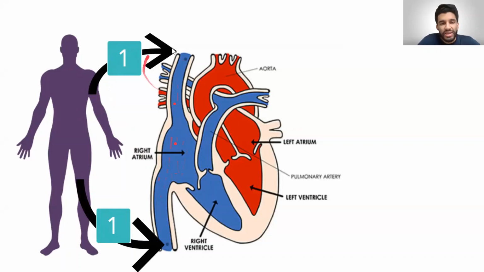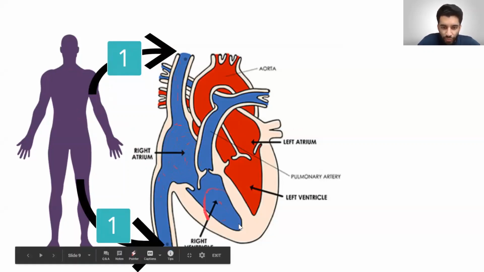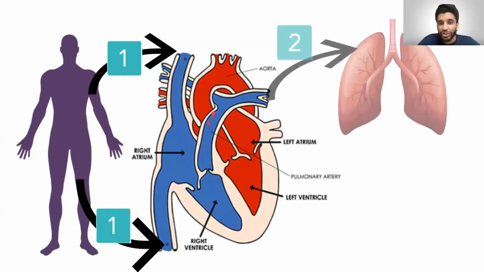these arteries in the heart. These are called the vena cava. But essentially, they go into the heart, and they go into the right atrium, the right ventricle, and then they circulate through the heart, and they actually go to the lungs.